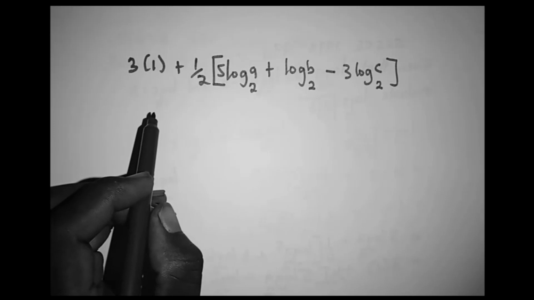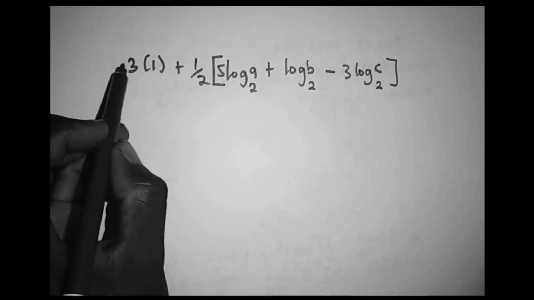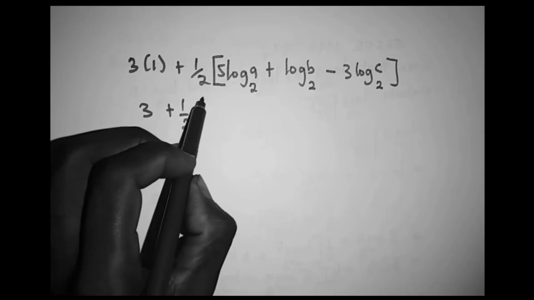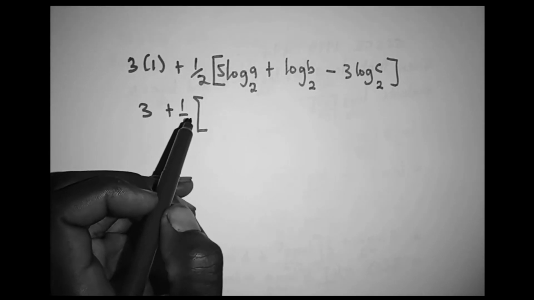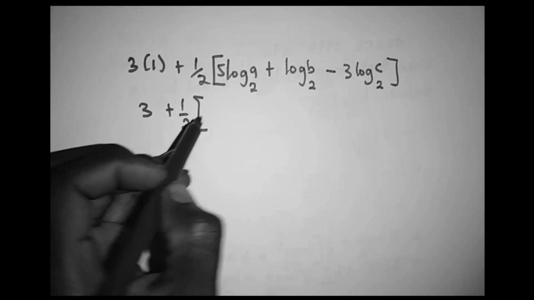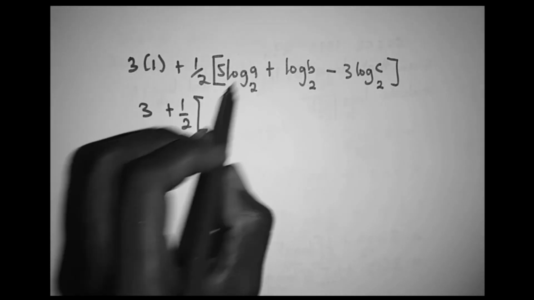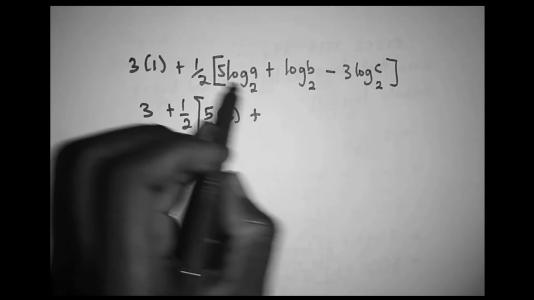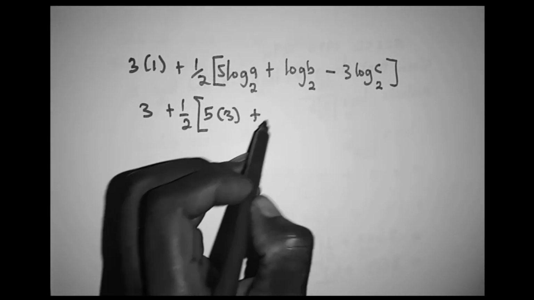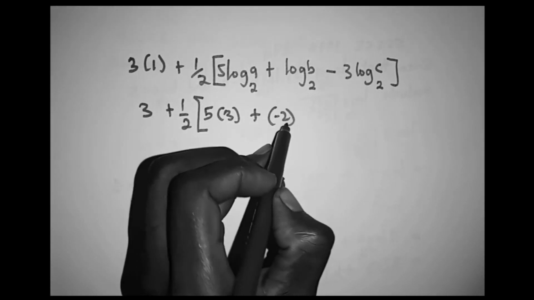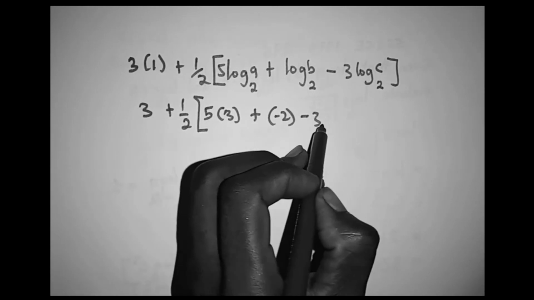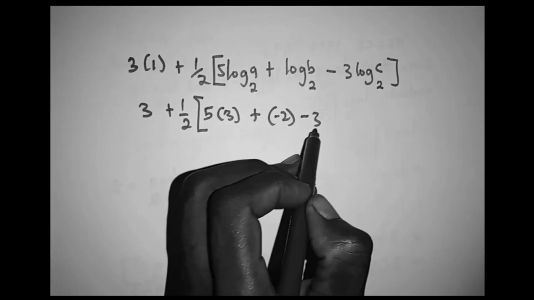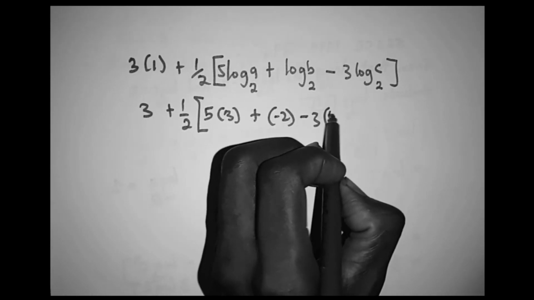But inside the question, remember they give us, so 3 times 1 is 3 plus half of. But the question said that log a base 2 is equal to 3. So this becomes 5 times 3 plus. Then log b base 2 was given as minus 2. Then minus 3 log c base 2, which was also given as 5. So minus 3 times 5.